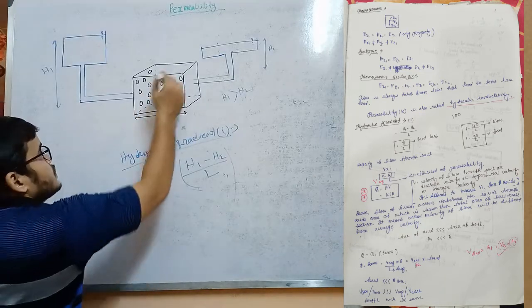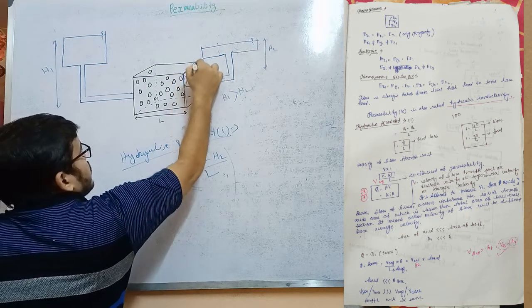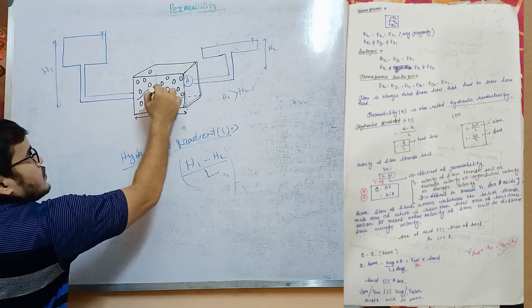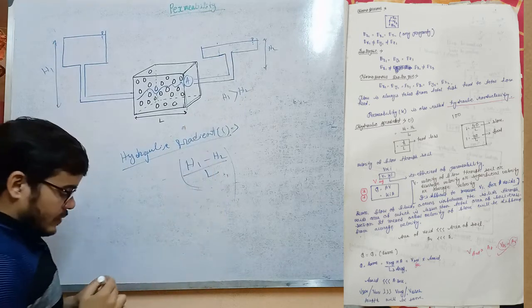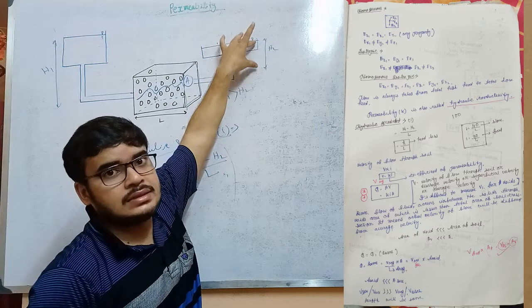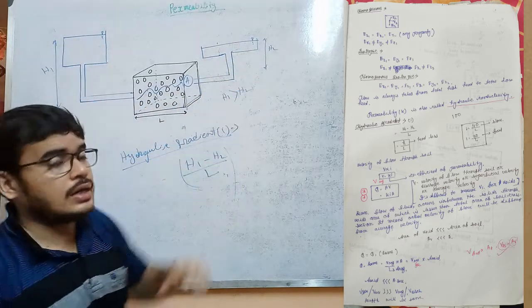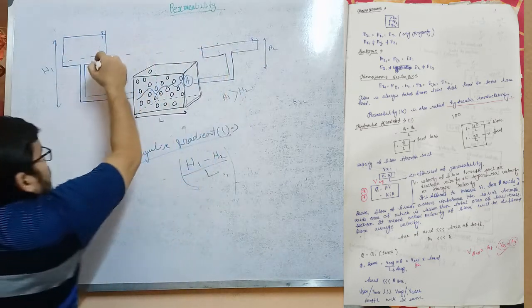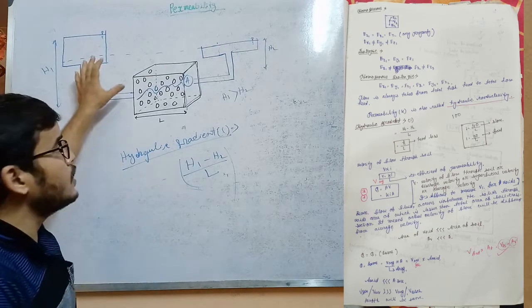This is a soil mass, a sample, and this is the cross-sectional area of this soil mass. This is the soil and these are the voids. The water is flowing like this from higher head to lower head, from more energy to lesser energy. And this flow will continue until both heads will be equal. Then there will be no energy difference and the flow will stop.